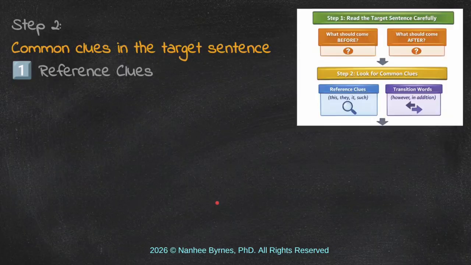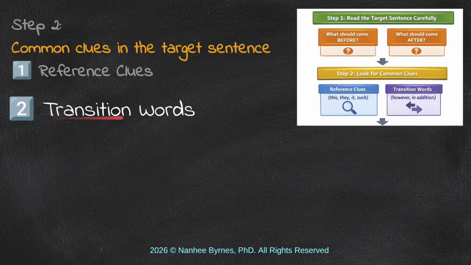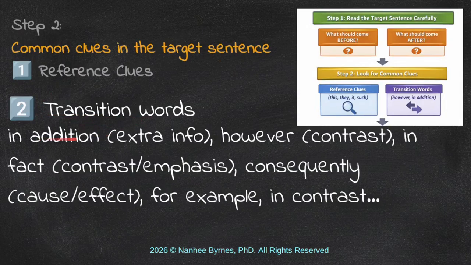2. Transition words. The second major clue is transition words, such as in addition, however, in fact, consequently, for example, in contrast. These words tell you how ideas must be connected. For example, however signals contrast. In addition signals additional information. Consequently, signals cause and effect.